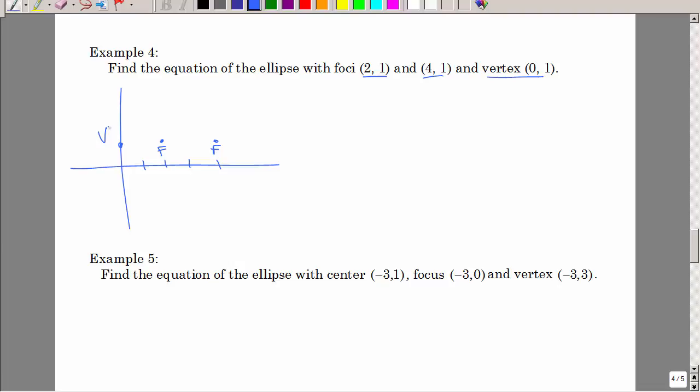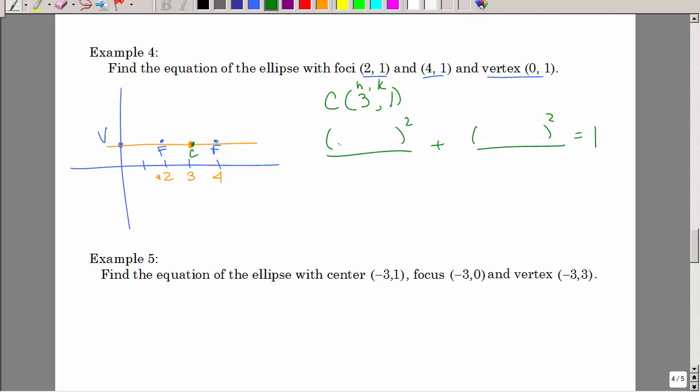What does that tell me? Well, it tells me that I have a horizontal major axis. I also know the center is right between the two foci, and in this case I can just look at that. If that's positive 2 and that's 4, then I know that the center is at (3, 1). That's good. That's H and K. So I can go ahead and fill that out. So H, K.